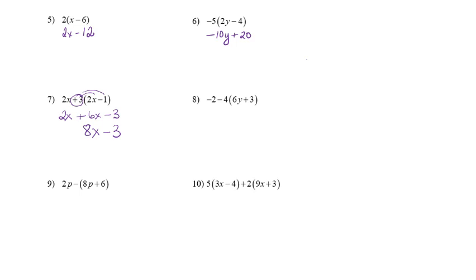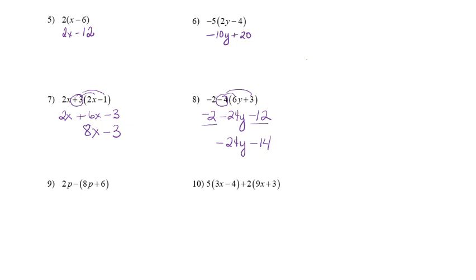Example 8. Again, don't combine this. We can't do any subtraction until we get rid of parentheses. I'm going to bring down this negative 2. I'm going to take this negative 4 and multiply both of those by it. Negative 4 times a positive 6 is a negative 24, with a y. Negative 4 times a positive 3 is a negative 12. I'm going to get in the habit of writing my variable first, which is negative 24y, my variable term. And I'm going to do negative 2 minus 12, or negative 2 plus negative 12, whichever makes sense in your brain, which is negative 14. So that is now simplified.